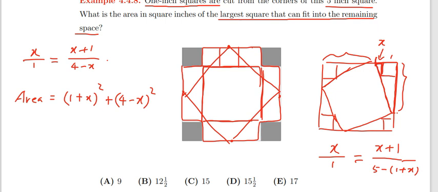So the problem becomes like this. The x satisfies this equation, and we need to find the value for the maximum, or we need to find this value: 1 plus x squared plus 4 minus x squared. So this equals 1 plus 2x plus x squared plus 16 plus 8x plus x squared. So this equals 2x squared minus 6x plus 17.